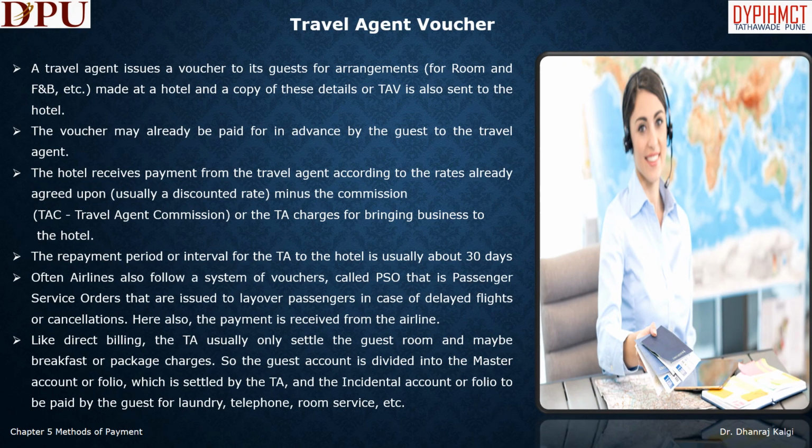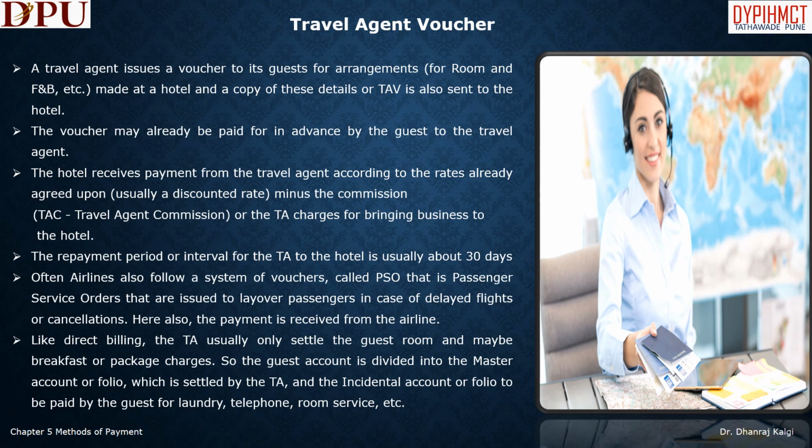Travel Agent Voucher. A travel agent issues a voucher to its guests for arrangements, for room and food and beverage etc., made at a hotel, and a copy of these details or TAV is also sent to the hotel. The voucher may already be paid for in advance by the guest to the travel agent. The hotel receives payment from the travel agent according to the rates already agreed upon, usually a discounted rate, minus the commission, TAC, travel agent commission, or the TA charges for bringing business to the hotel. The repayment period or interval for the TA to the hotel is usually about 30 days.